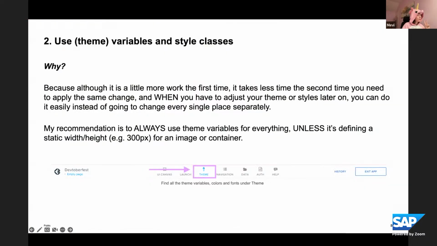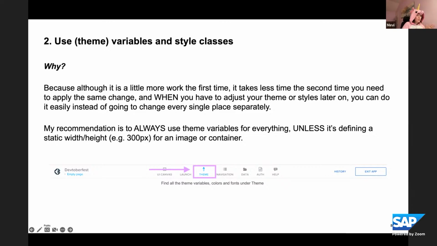Second point, use theme variables and style classes. Why is this? Because it may feel like it's a little more work the first time, maybe. If you want the text for some reason to be tiny, you want it 9 pixels small, and it feels like it's much easier to just write it there in the text size. But the moment you need to do it another time, you have to remember what you put as the text size. Maybe you put 8 accidentally because you forgot what it was.